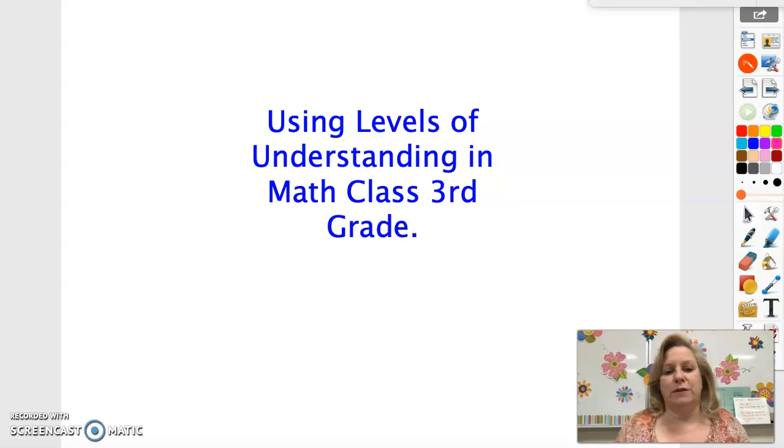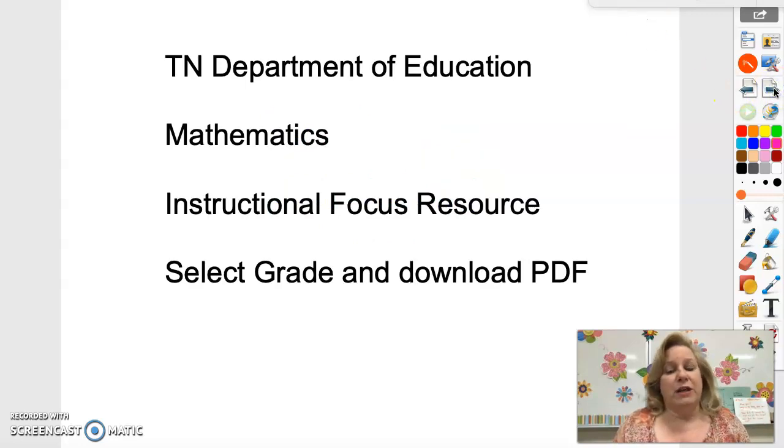Hi everyone, I just wanted to show you some of the things that I am doing here in my third grade class as far as using levels of understanding. I started with looking at our Tennessee Department of Education website. Under mathematics, there is an instructional focus resource. You just select your grade and you download a PDF.